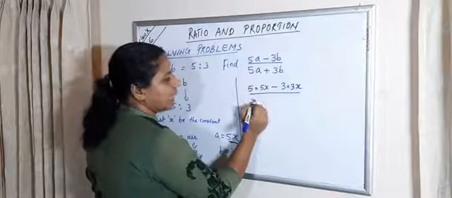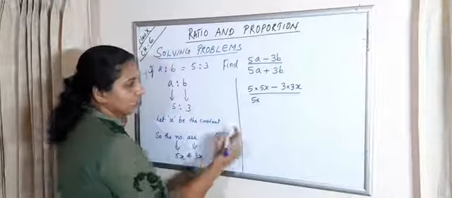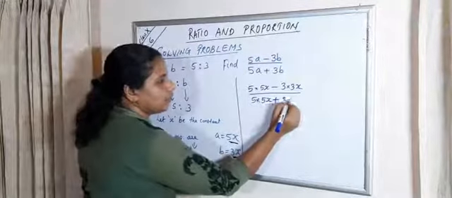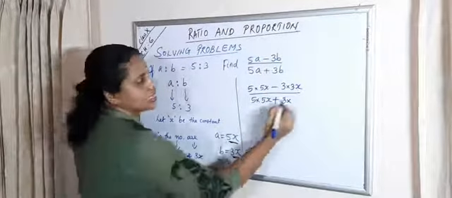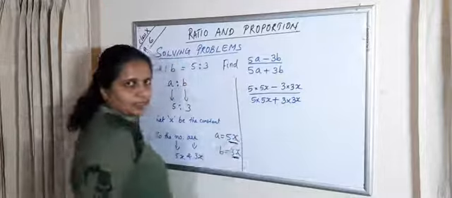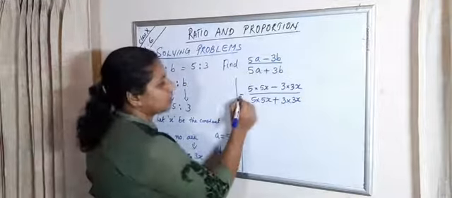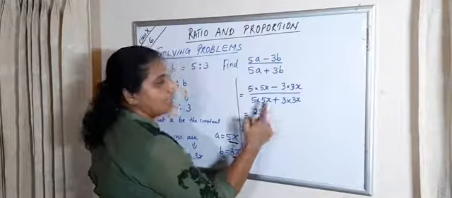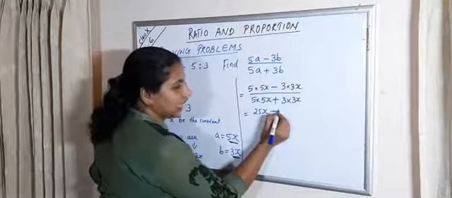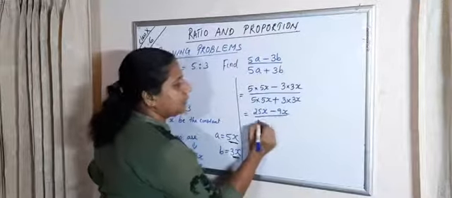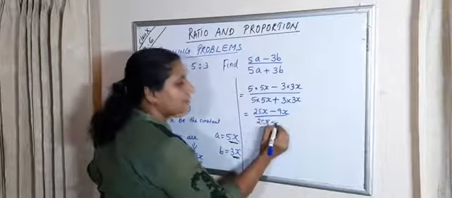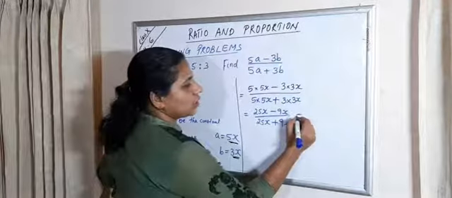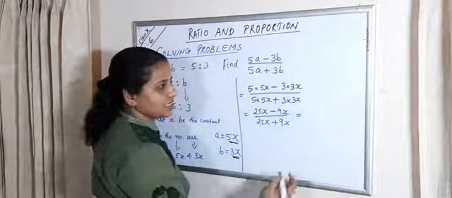divided by 5 into again a. A is equal to 5x, plus 3 into b. What is b? B is 3x. So writing here 3x. That is equal to 5 into 5x, 25x, minus 3 into 3x, 9x, divided by 25x plus 9x. What is 25x minus 9x? 16x.